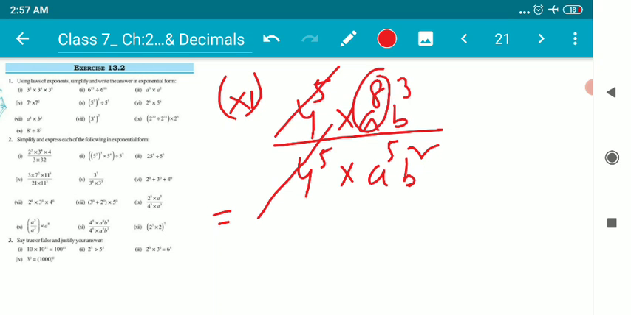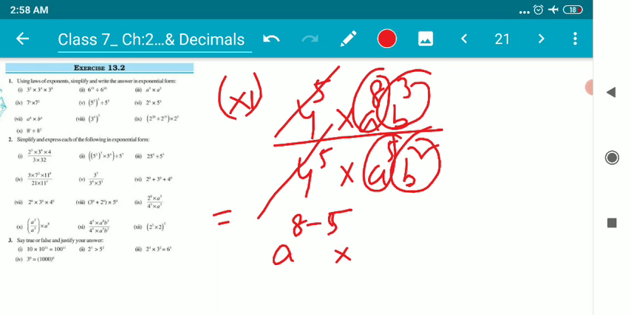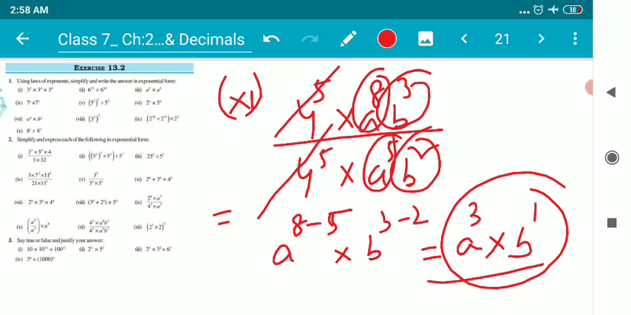A to the power 8, a to the power 5. The similarity is they have the same base and they're in division, so powers will be subtracted. It will be 8 minus 5. And next is b to the power 3 and b to the power 2. It will be b to the power 3 minus 2. So children, a to the power 8 minus 5 is a to the power 3 into b to the power 3 minus 2, which is b to the power 1. That's all. This is how we get the answer of such questions.